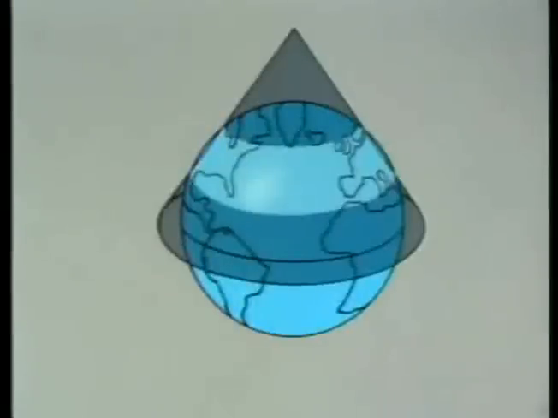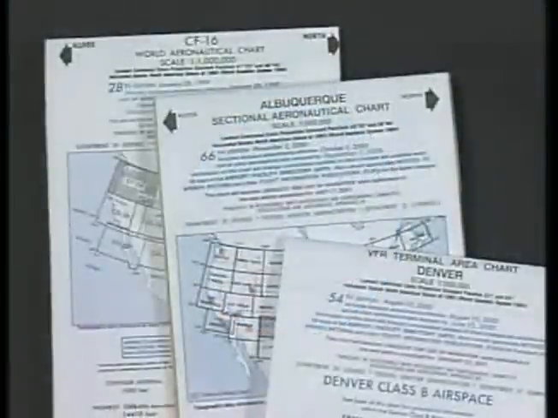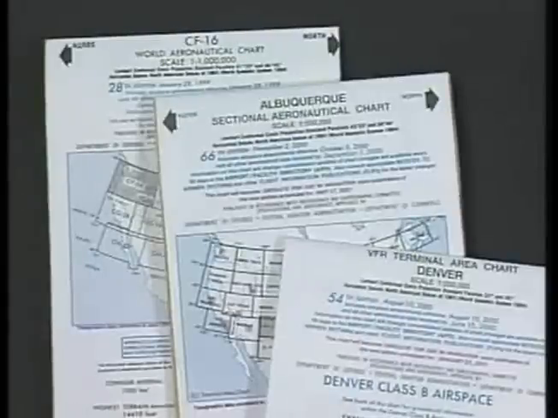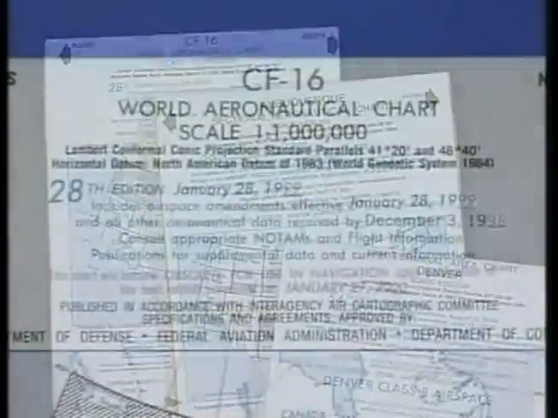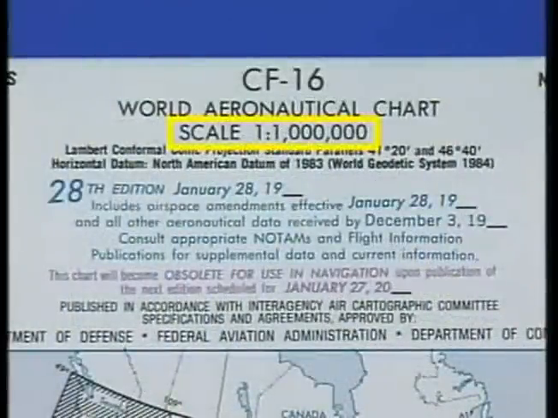One method is the Lambert conformal conic projection, which makes a sectional cut through the globe. This projection is used for the 3 charts you will use most during your VFR flying. These include the World Aeronautical Chart, the Sectional Chart, and the VFR Terminal Area Chart. Since the scale on a World Aeronautical Chart, or WAC chart, is 1 to 1 million, it covers the most area. A 1 to 1 million scale means that each inch on the chart represents 1 million inches, or approximately 14 nautical miles on the actual surface.